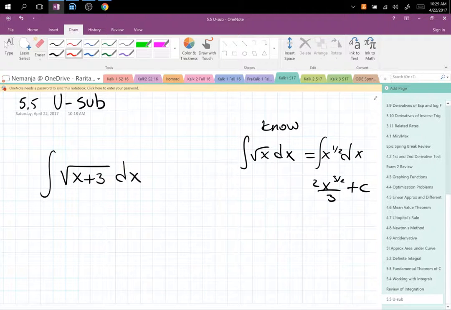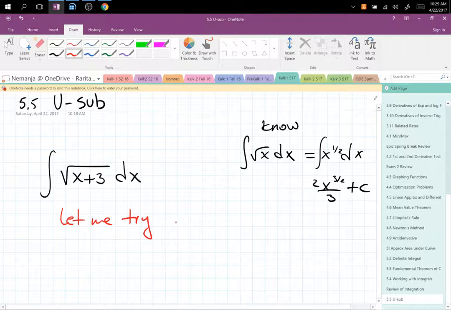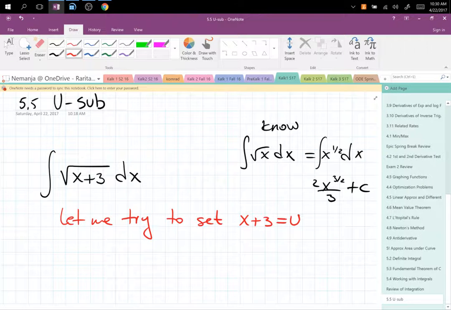So the trick over here is that in your head you say, let me try to set x plus 3 equal to a new variable, and we call it u. So u equals x plus 3. So now I am changing the main variable of the problem from x into u. But observe that we still have dx there. So I have to change dx as well.